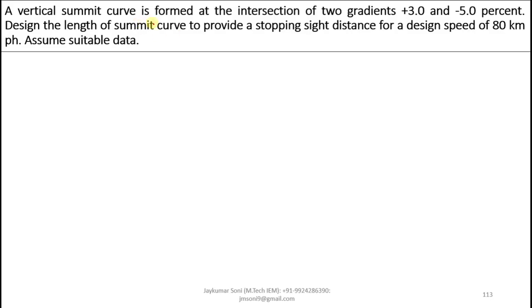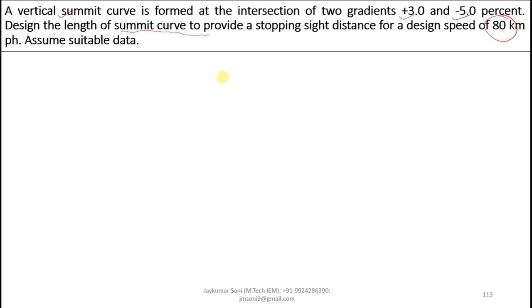A vertical summit curve is formed at the intersection of two gradients, plus 3 and minus 5 percentage. So what we can observe over here is that a summit kind of curve is given, with two gradients, out of which the first is positive and the second is negative. You need to design the length of summit curve to provide the stopping sight distance for a design speed. Design speed given over here is 80 kmph, and you need to assume suitable data.